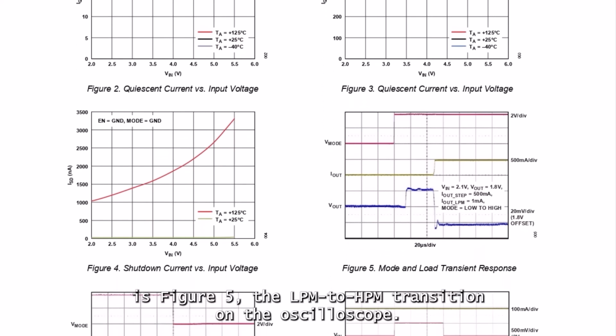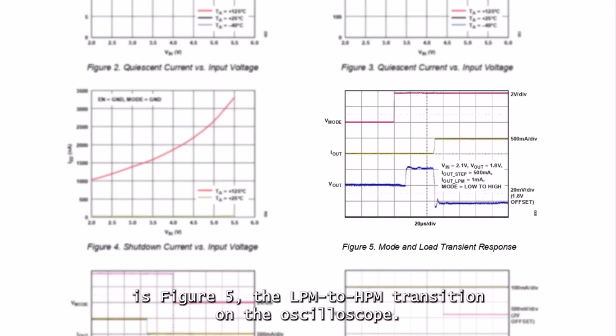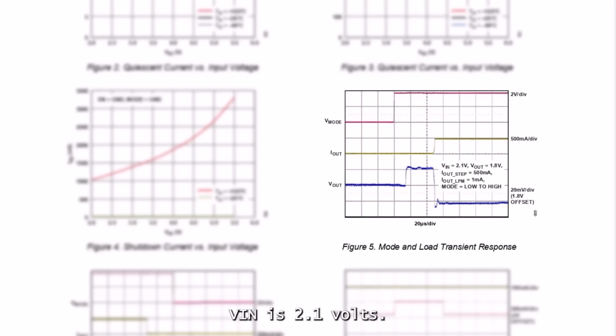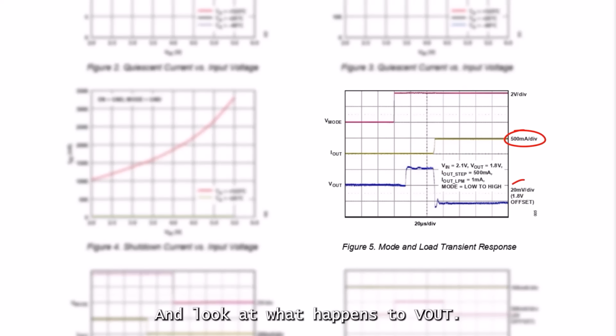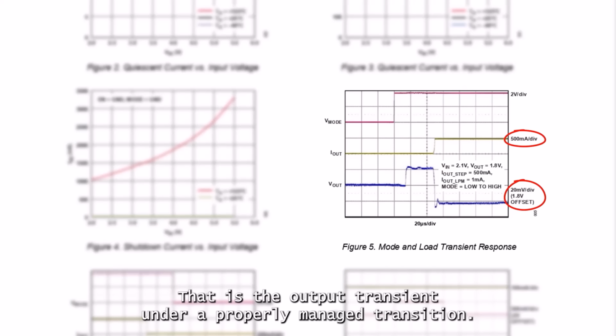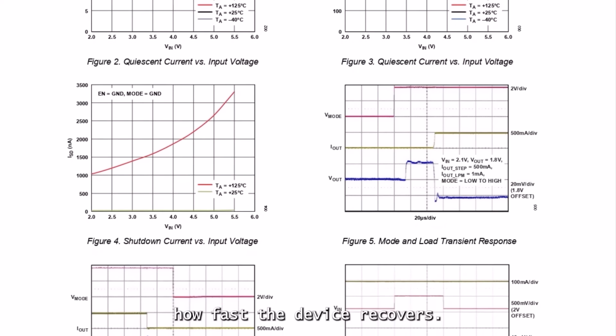Now here is figure 5, the LPM to HPM transition on the oscilloscope. Vin is 2.1 volts, Vout is 1.8 volts. Watch the Iout trace step from 1 milliamp to 500 milliamps. And look at what happens to the Vout. With a 20 millivolt change in the transient, it's almost negligible. That is the output transient under a properly managed transition. The 20 microsecond timescale shows exactly how fast the device recovers.